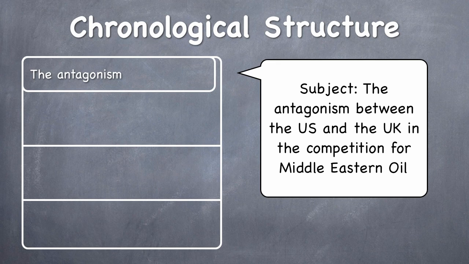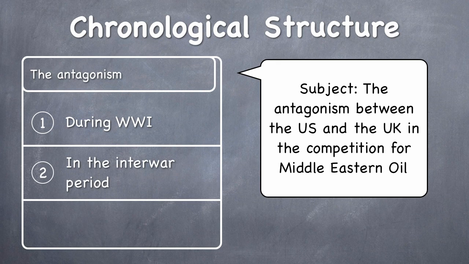All right, so this is our chronological structure, and we're going to have 3 main sections in our paper. As you can see, section 1 is about the antagonism during World War I. Section 2 is the antagonism in the interwar period, meaning in the period between World War I and World War II. And section 3 is about the antagonism during World War II.